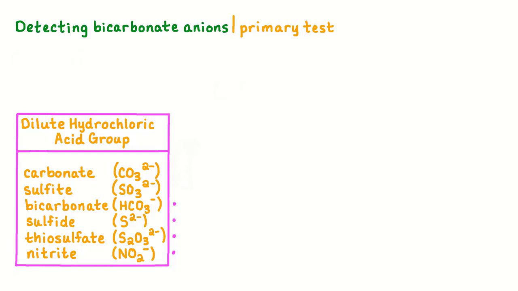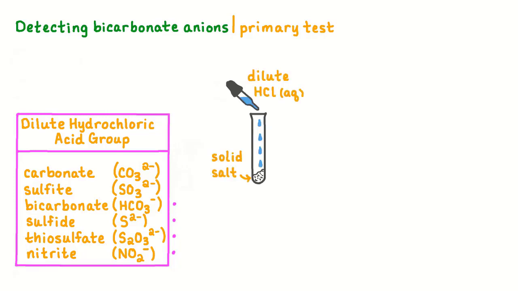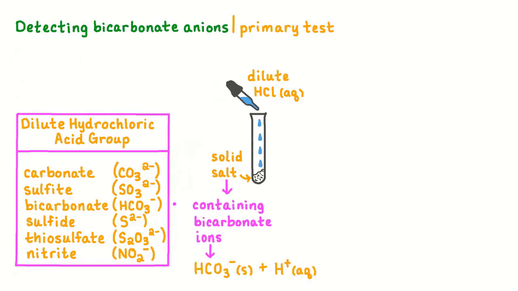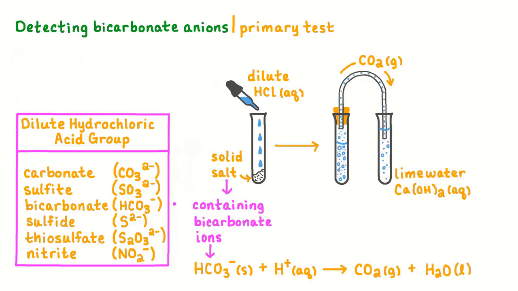We can use dilute hydrochloric acid to test for bicarbonate, sulfide, thiosulfate, and nitrite ions. And in all these cases, the dilute acid is added to a solid sample of the unknown salt. Bicarbonate ions react with the acid to produce carbon dioxide and water. We can test for the carbon dioxide gas produced by using lime water, which is a saturated solution of calcium hydroxide. The lime water will turn cloudy or milky in the presence of carbon dioxide.